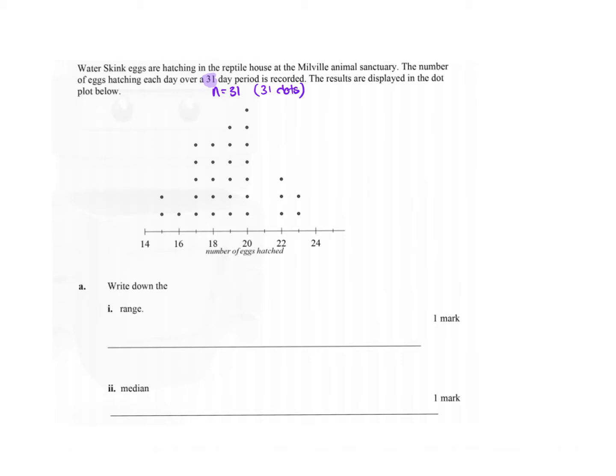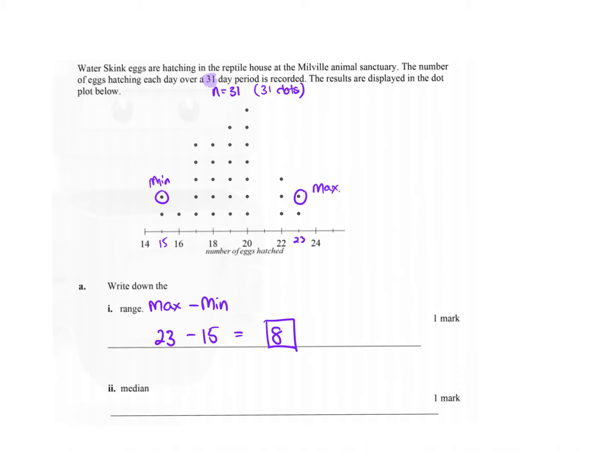So write down the range. The range is the maximum minus the minimum, or the largest minus the smallest. If you go to the furthest dot, 23 is our last dot, so that would be our maximum. And 15 is our lowest, so this is our minimum. So 23 minus 15, so our range is 8.